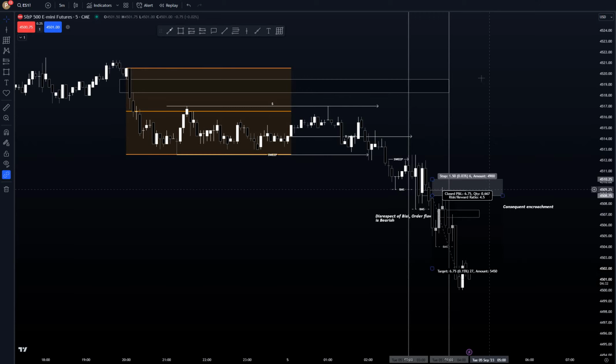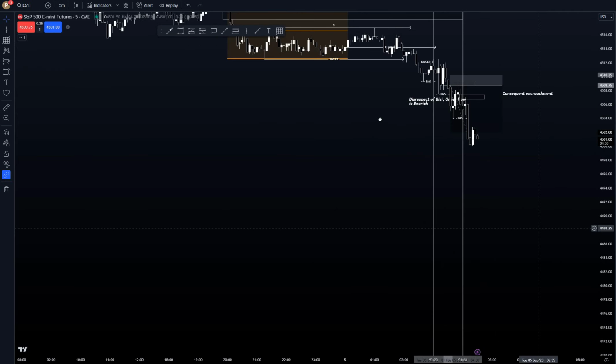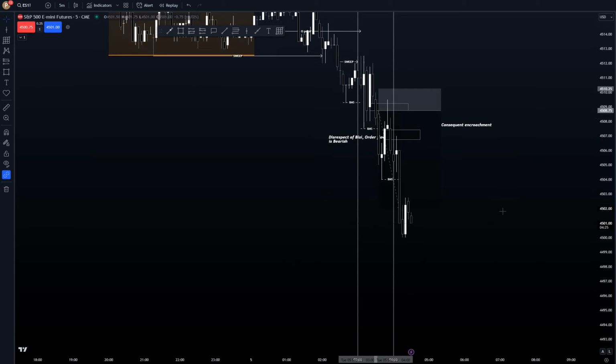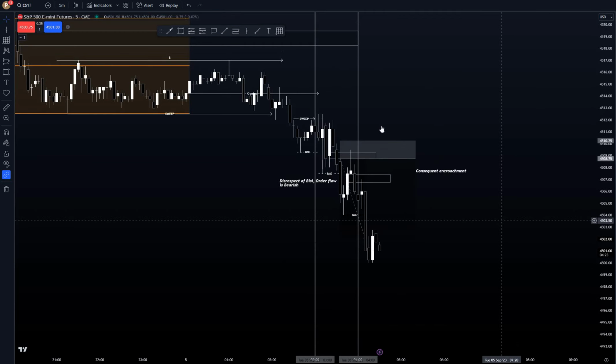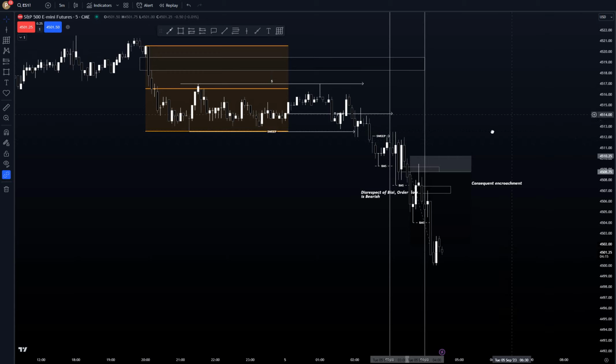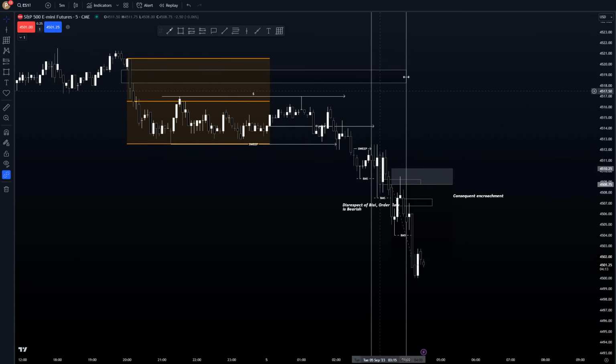So finding our higher time frame narrative of the higher time frame draw on liquidity will help us with our silver bullet setups. Now, if we look above us, we do not have any unmitigated points of interest or draws on liquidity besides this fair value gap.